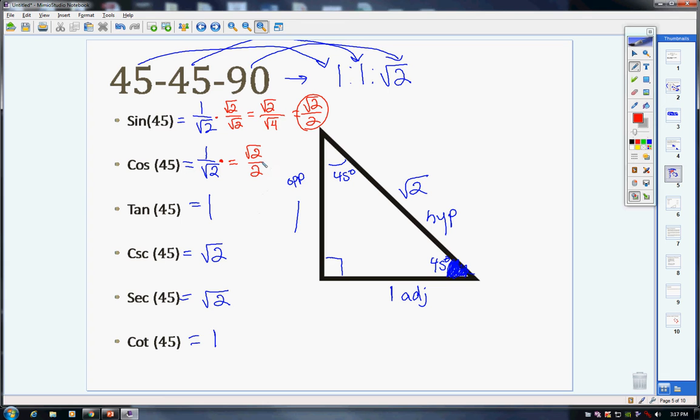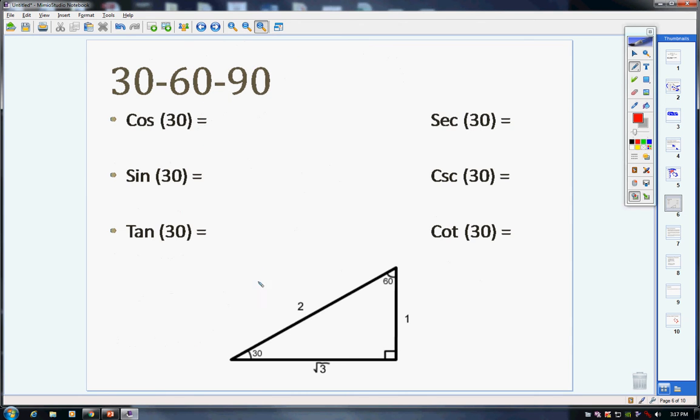Okay? Let's move on to a 30, 60, 90. Now we can do the sine, cosine, and tangent, and the secant, cosecant, and cotangent of a 30 degree angle, but we can also do it of the 60 degree angle. So the deal is, it just depends on which angle you're working with. Since it says sine of 30 degrees, we're doing this angle right here. And so, I always like to start with sine. Oh, I forgot to talk about the ratio.